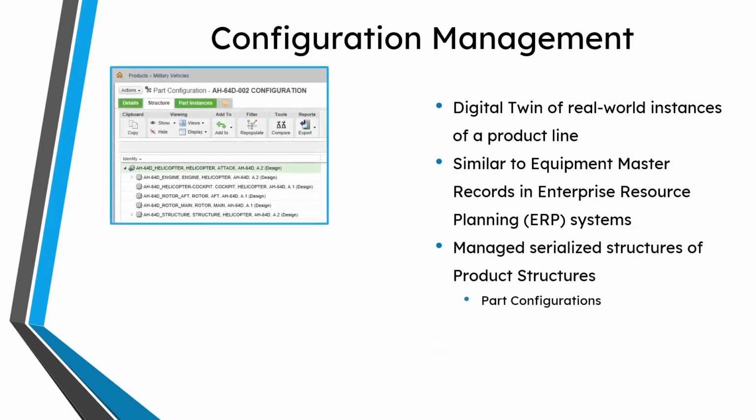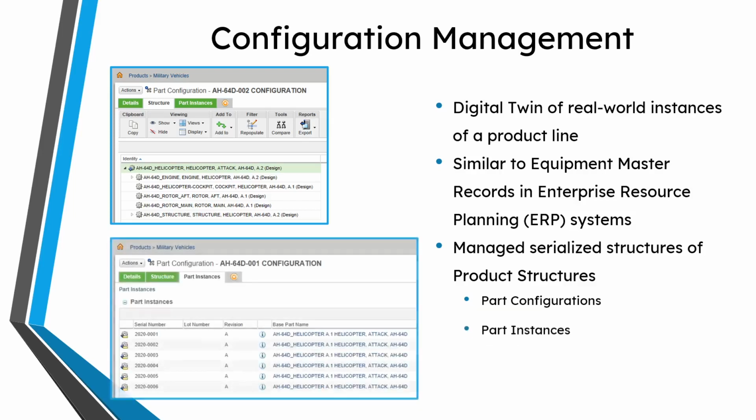And so with these serialized structures, you can create what are called part configurations. So for example, we have this particular configuration, which has this version of this part being incorporated in it. And when you have these different part configurations, you set up the different part instances, which are the serialized instances of a particular part configuration that you have defined. And there's a lot of things that you can do with configuration management in Windchill.